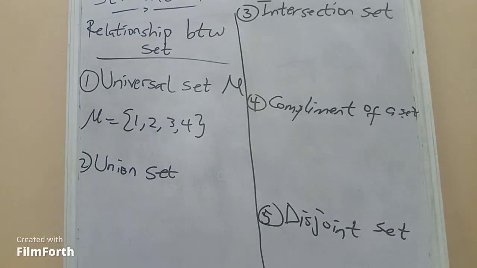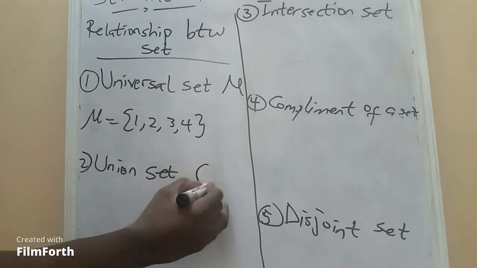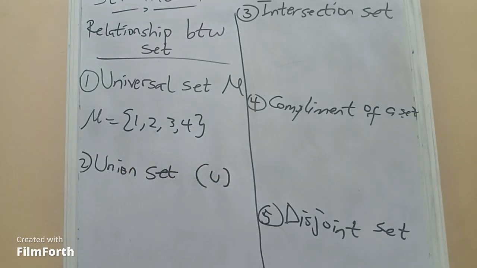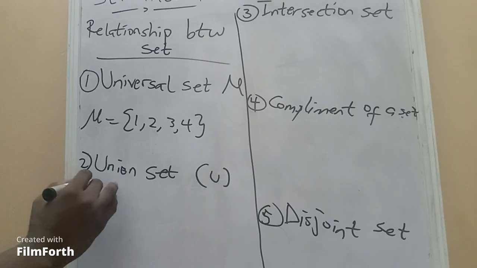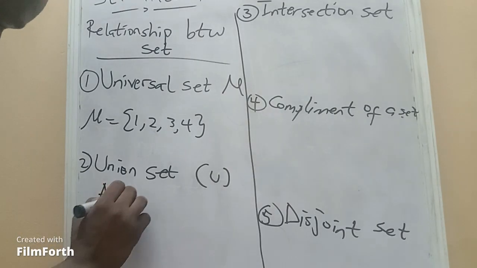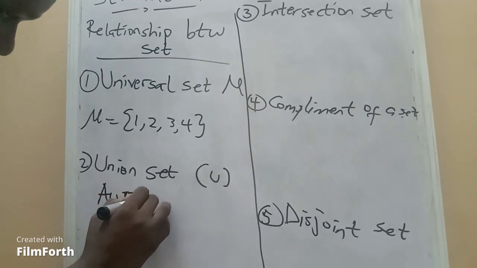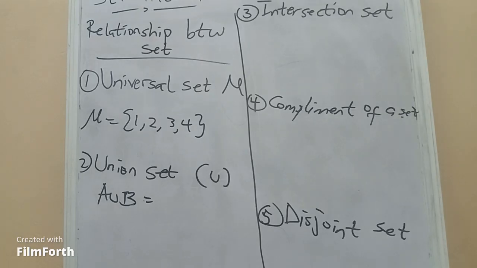Now, moving on to the union set. Union set is the same thing as saying the summation of sets, and it is denoted by a small u. That is, A union B means addition of the two sets.